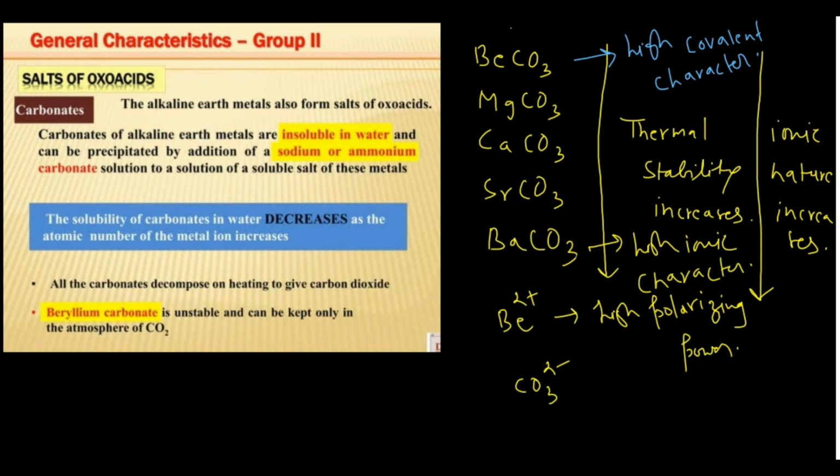Say beryllium carbonate, right? It decomposes somewhere around 100 degrees centigrade or less. When you move to magnesium carbonate, it is thermally stable up to 540 degrees centigrade. Calcium carbonate is more stable, up to 900 degrees centigrade. Strontium carbonate is stable somewhere around 1290 degrees centigrade. And barium carbonate is exceptional. It is thermally stable up to 1360 degrees centigrade.